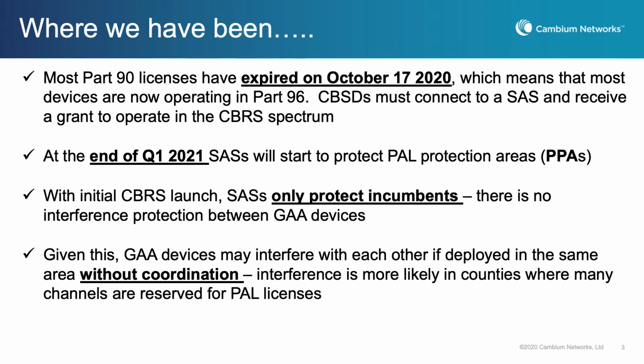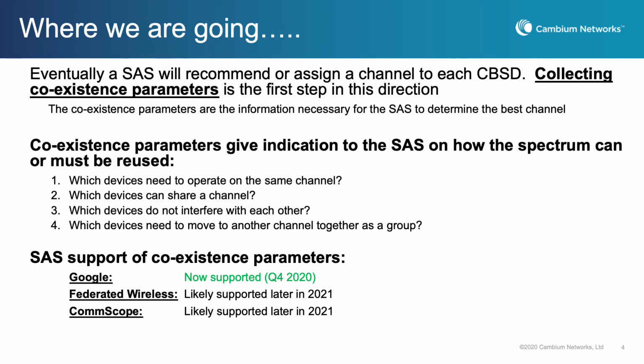As of today, the SAS does not coordinate spectrum usage across GAA devices, which means that interference is possible if channel coordination is not done offline ahead of time. Eventually, all the SAS vendors will support a feature where they can coordinate spectrum usage across GAA devices and assign the best channel to each device. However, this will be a long process and it will not happen in the near future.